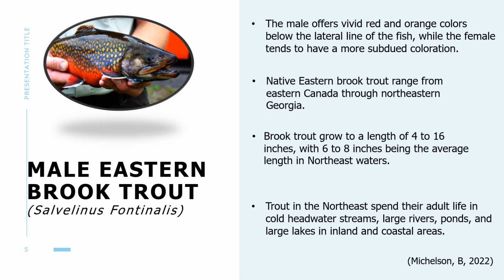For the male eastern brook trout, the male offers a vivid red and orange color below the lateral line of the fish, while the female tends to have a more subdued coloration. Native eastern brook trout range from eastern Canada through northeastern Georgia. This species can grow to a length of 4 to 16 inches, and the average length in northeast waters is 6 to 8 inches.